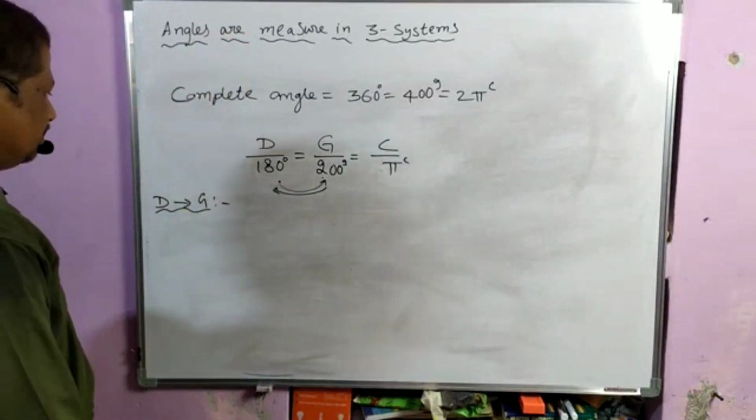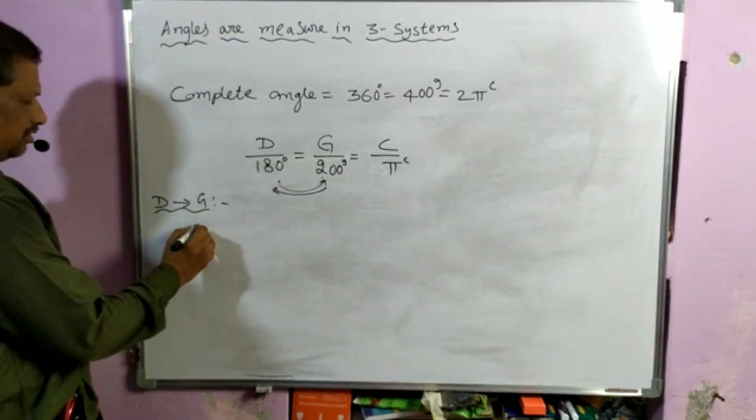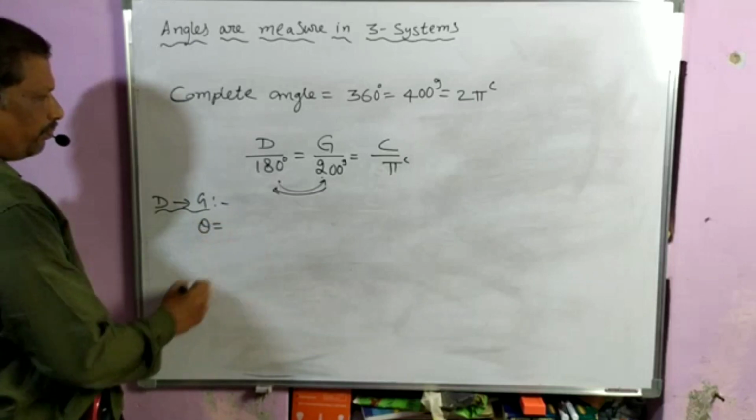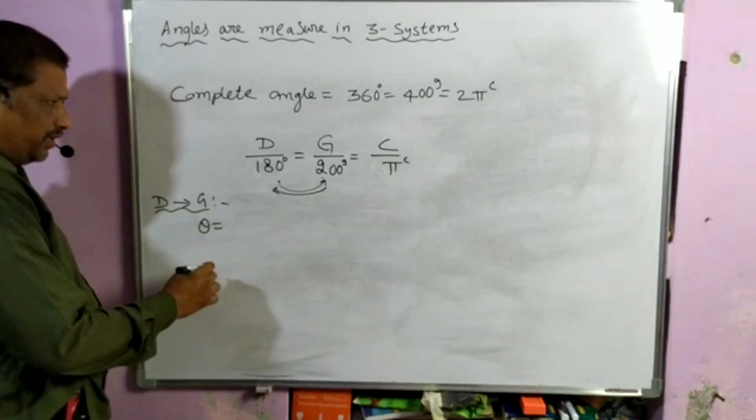First, suppose the angle we take, theta is equal to 45 degrees.